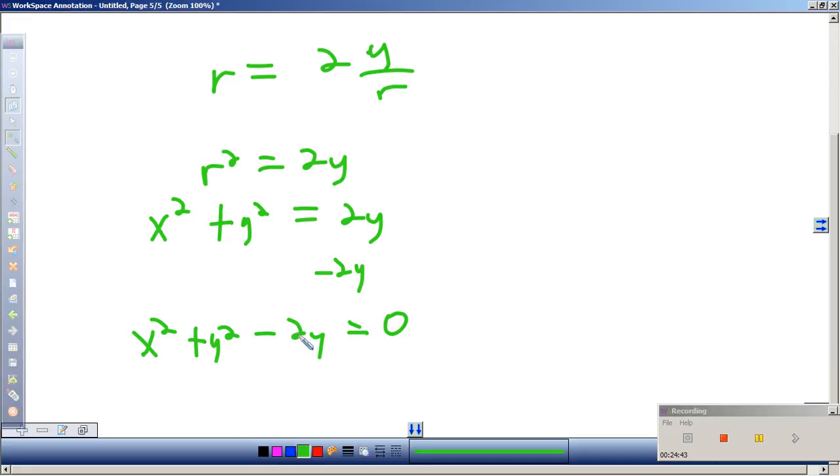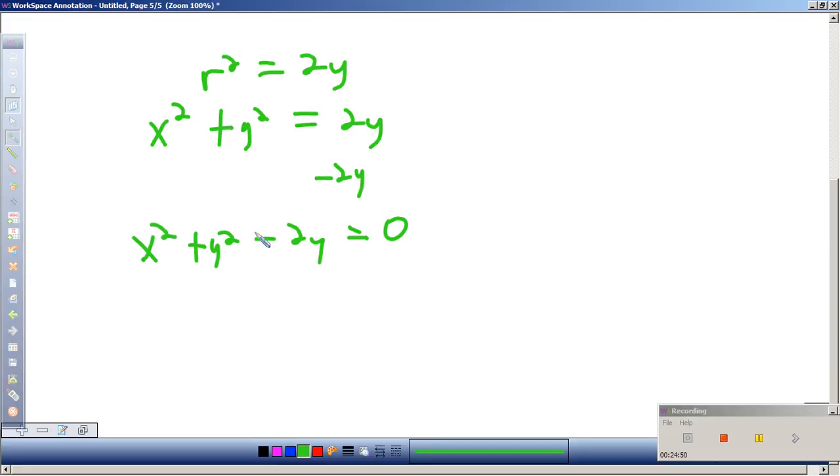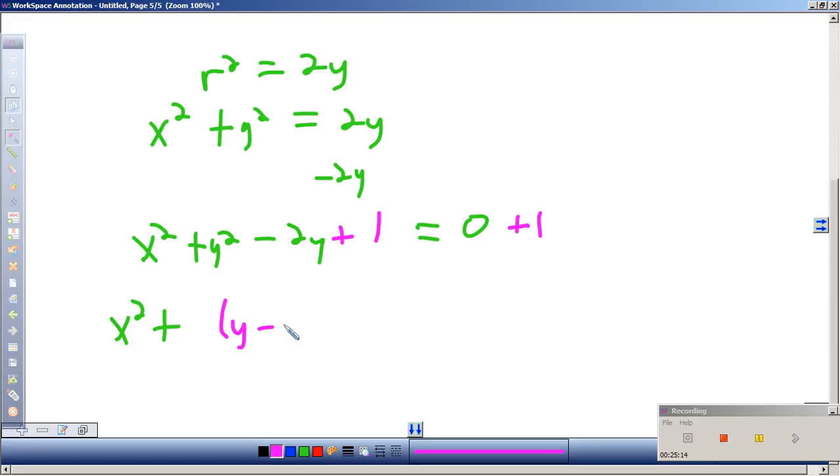A circle. So do you remember when you're dealing with conics? Complete the square with y. x squared plus, what number are we going to have to add? 1, because negative 2 divided by 2 and squared is 1. We get x squared plus y minus 1 squared equals 1. There we go.